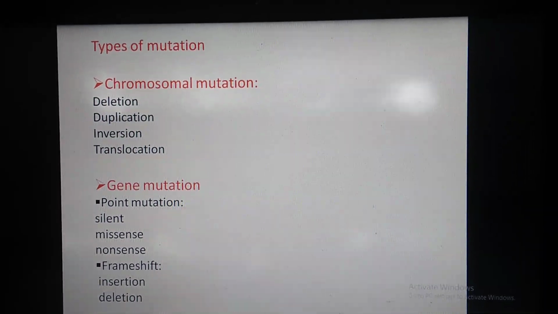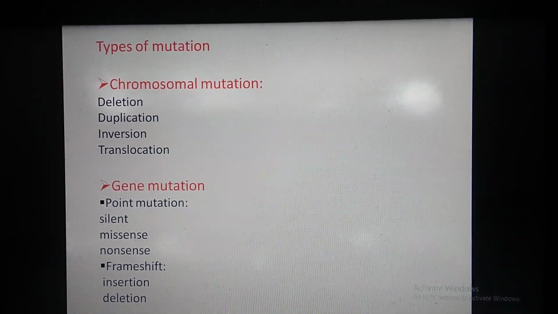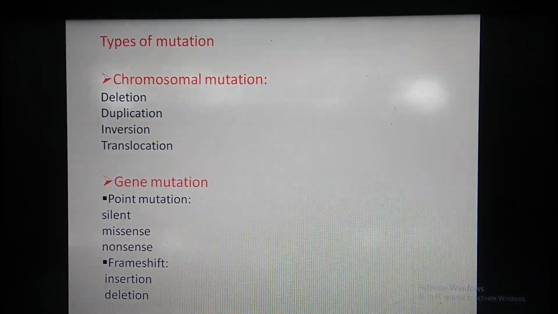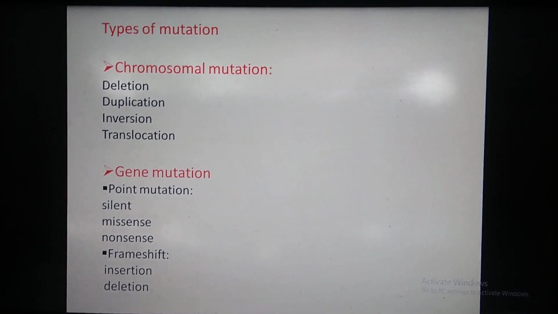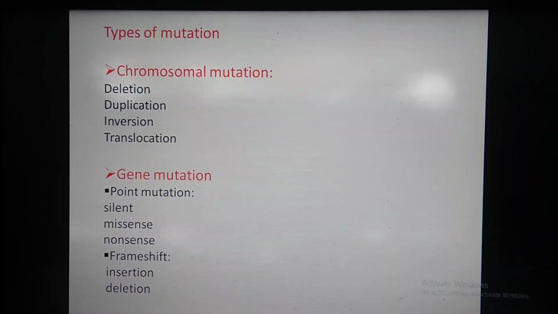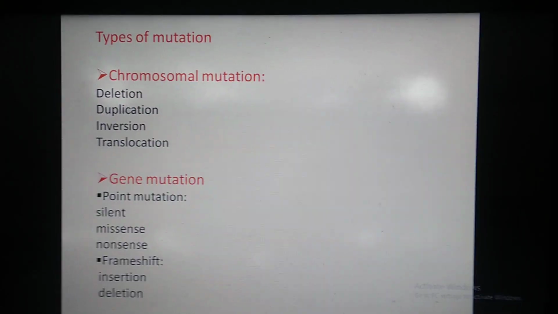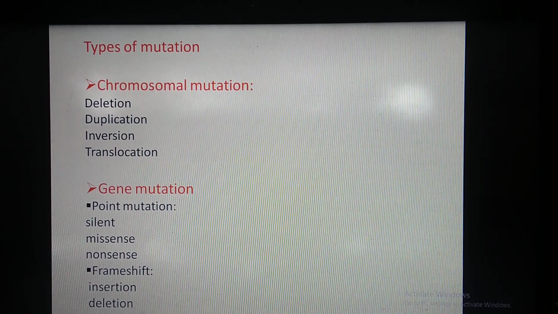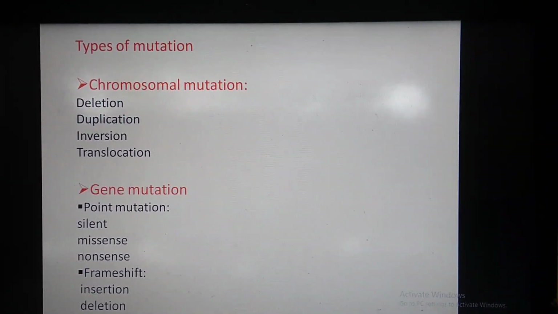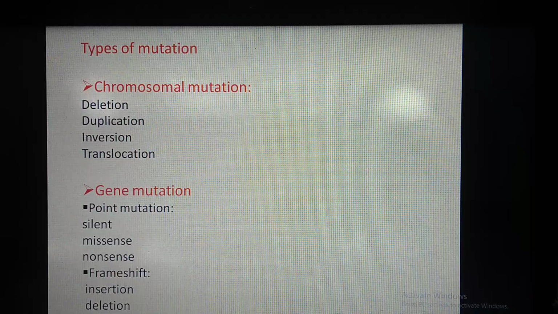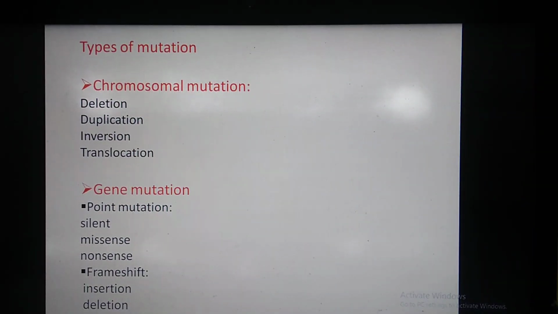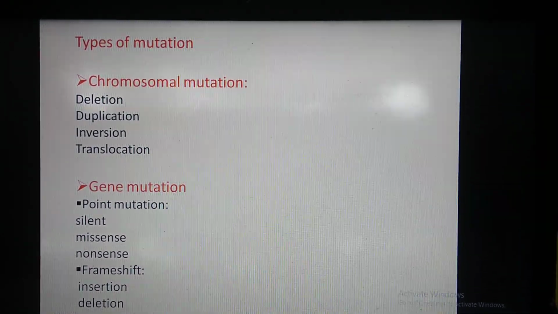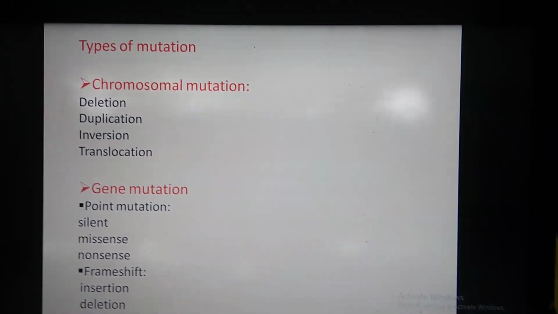And another is gene mutation. Gene mutations are changes in the genetic sequence of a specific gene. So gene mutation and chromosome mutation, both are very, very important. Gene mutations are of different types. Number one, point mutation. What is a point mutation? It is a change in a single nucleotide of a gene, or maybe two, or maybe three, but point mutation generally refers to single nucleotide changes in a gene.